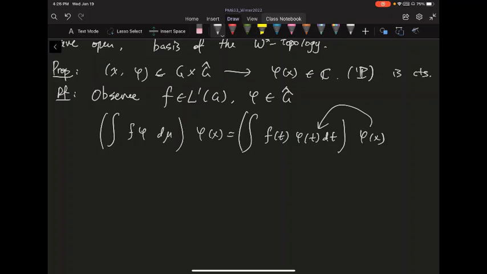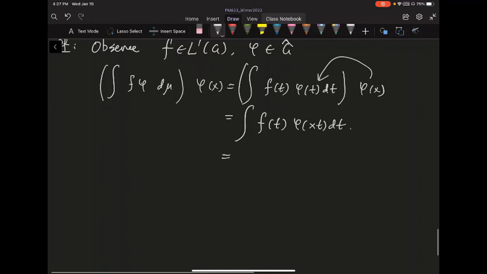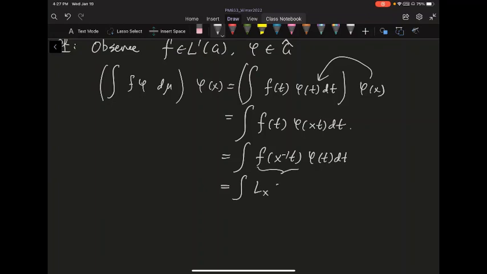Phi is multiplicative, so phi(t) phi(x) is phi of xt. So this is the integral of f(t) phi(xt) dt. And you can do the left translation: you can basically replace t by x inverse t. Because your dt is translation invariant, this becomes the integral of f(x⁻¹t) phi(t) dt. And this, you can again think about as the left translation of f, L_x f, evaluated at the point t, times phi(t) dt. Okay, so they're essentially the same.